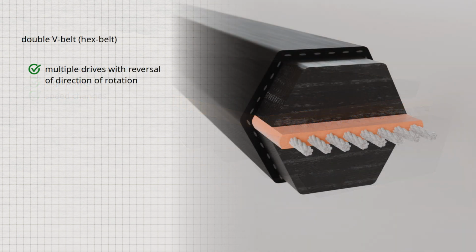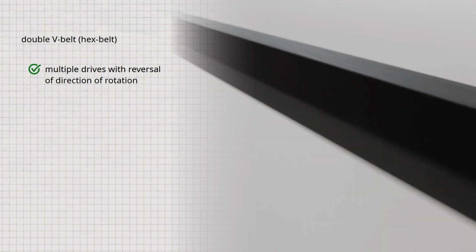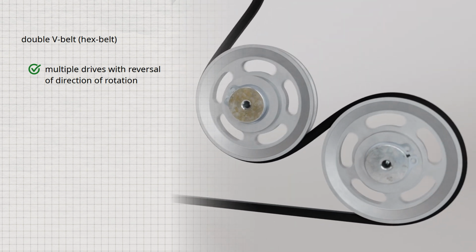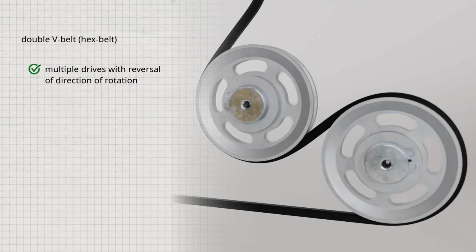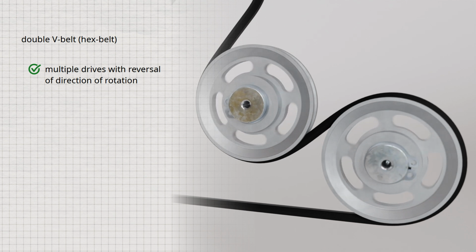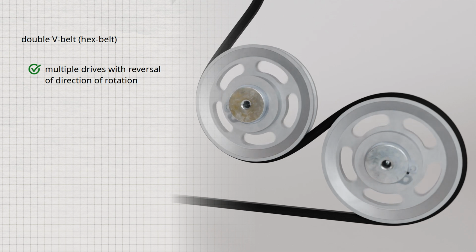Another type of V-belt is the so-called double V-belt. Double V-belts are basically two V-belts placed on top of each other. This allows both sides of the belt to be used for power transmission. Due to their cross-sectional shape, double V-belts are also known as hex-belts. Hex-belts are capable of driving two pulleys in opposite directions.